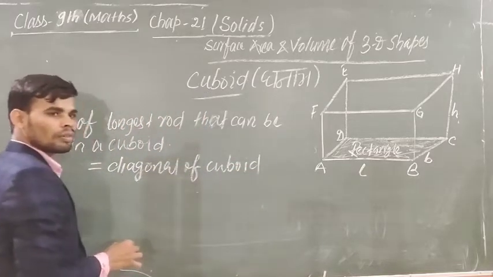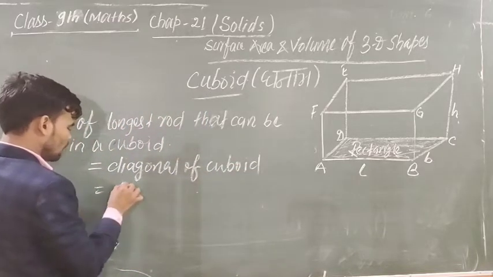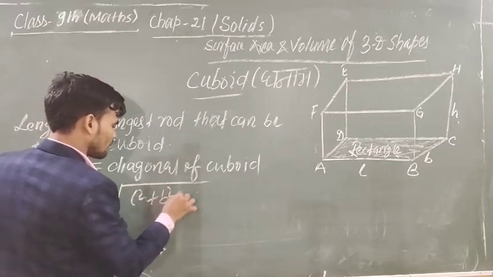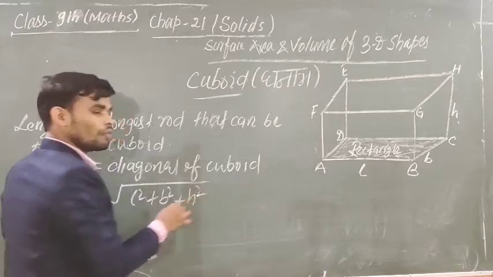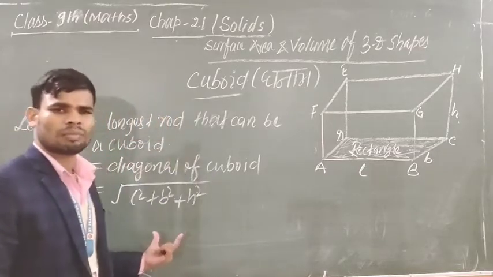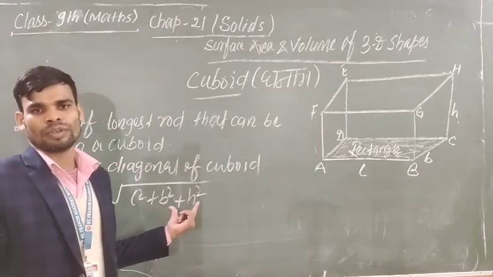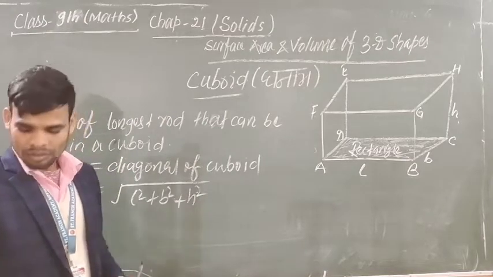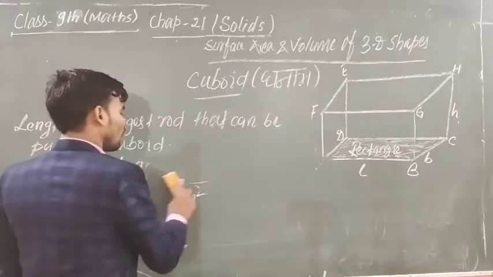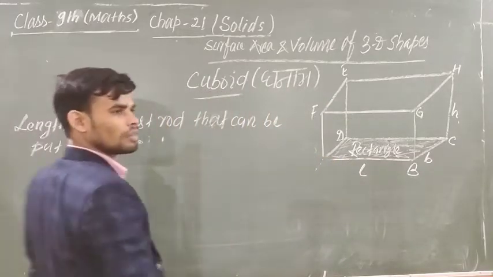Got it? Okay, and it will be equal to root under length square plus breadth square plus height square. We can see the proof of this formula also, but no need of proof. It will take lots of time to prove it. Got it? Okay. After that, there is a hollow cuboid.